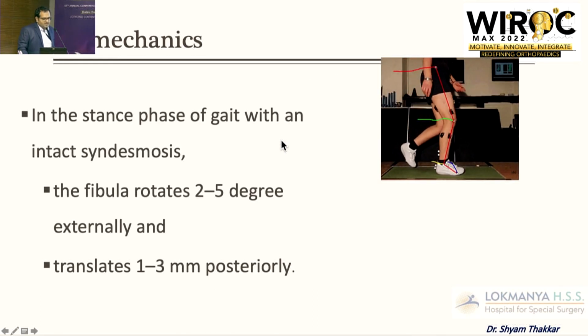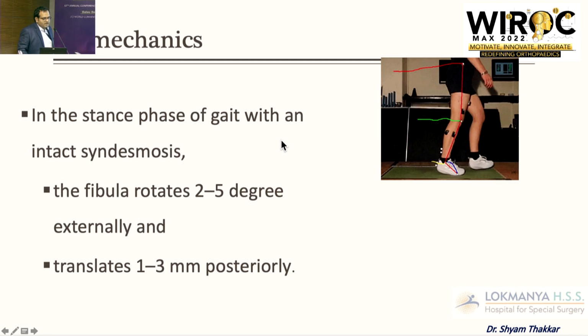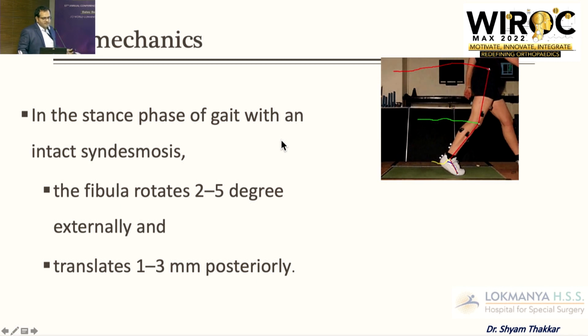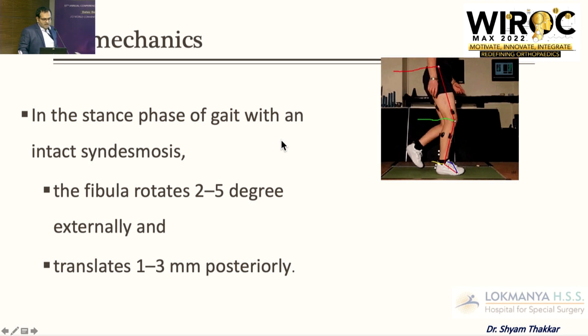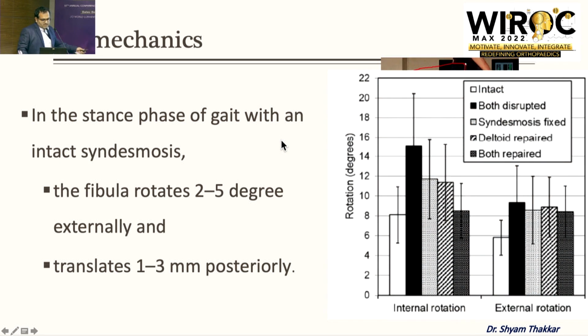So if we consider the stance phase of the gait, the fibula normally rotates 2 to 5 degrees externally and translates 1 to 3 millimeters posteriorly. If we consider the graph, we see with the intact syndesmosis and the deltoid, the rotations are normal. But if both of them are torn, the rotations increase. So it is necessary to repair or address both the syndesmosis as well as the deltoid.